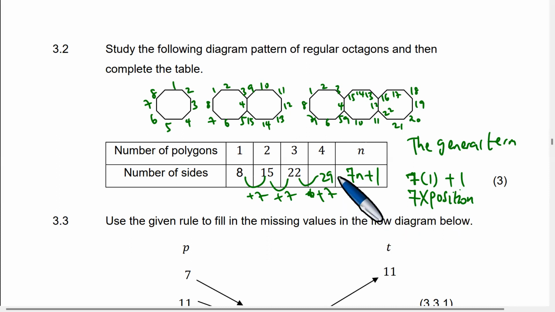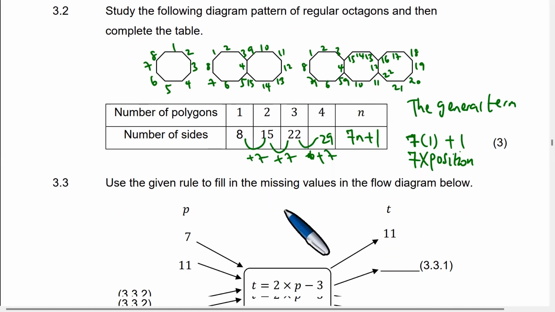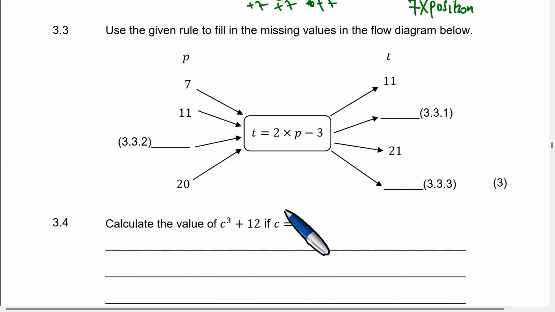Okay, because if you put 2, what is 7 times 2 plus 1? Is it 15? Yeah, it's 15, which is this one, right? Next question, let's look at this one. Okay, let's look at this diagram here. You remember the input-output values, and use the given rule. This is the rule to fill in the missing values in the diagram below.